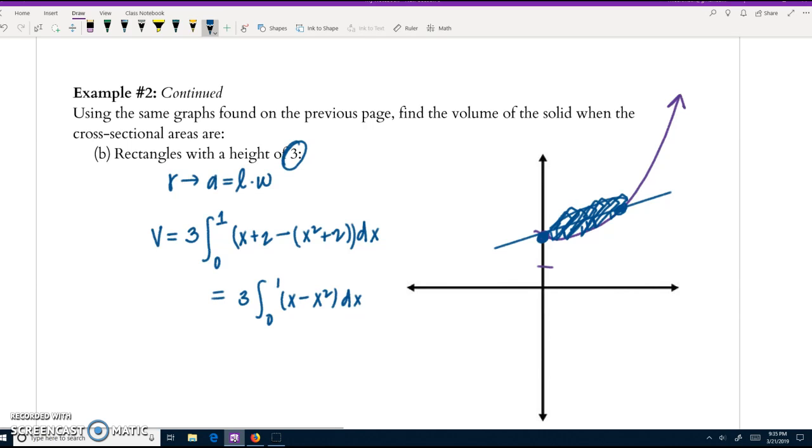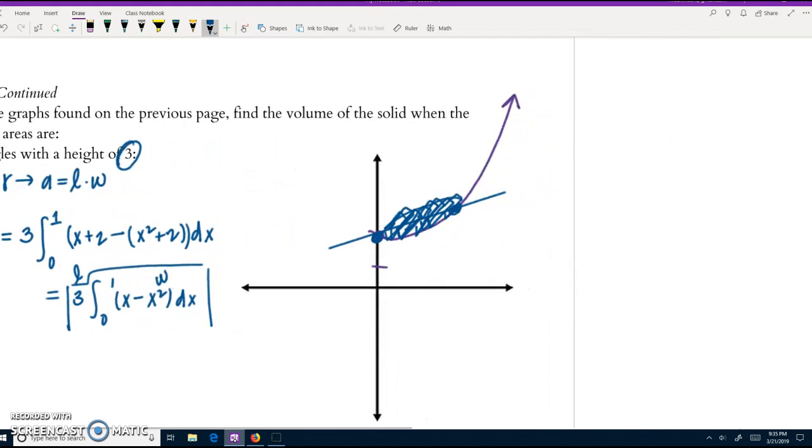So you'll notice that there's no squared piece there to get to the volume, and the reason for that is we have the dimension here of our length and our width, and then the third dimension comes from integrating over that area. So that is our volume set up here, this 3 times the integral from 0 to 1 of x minus x squared.